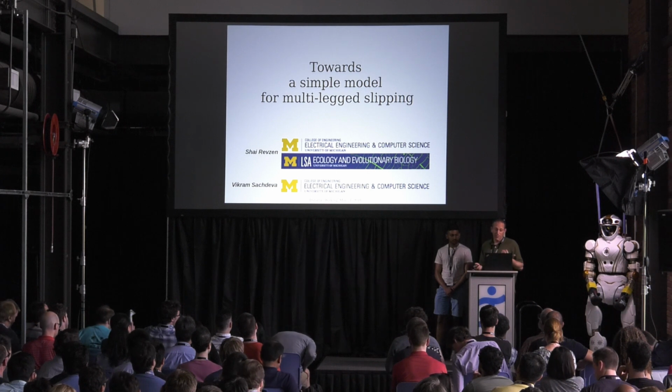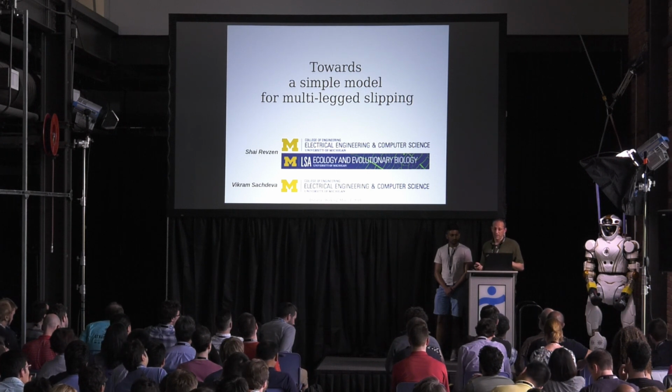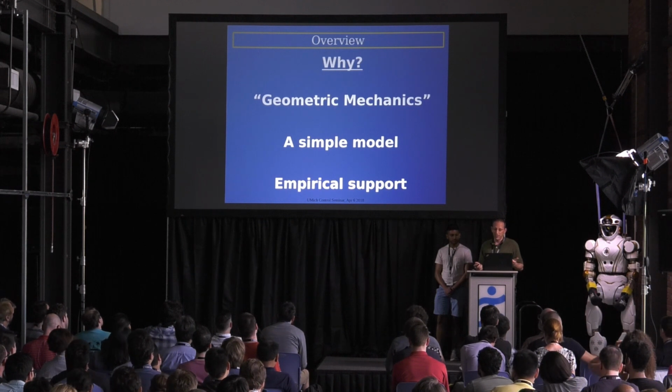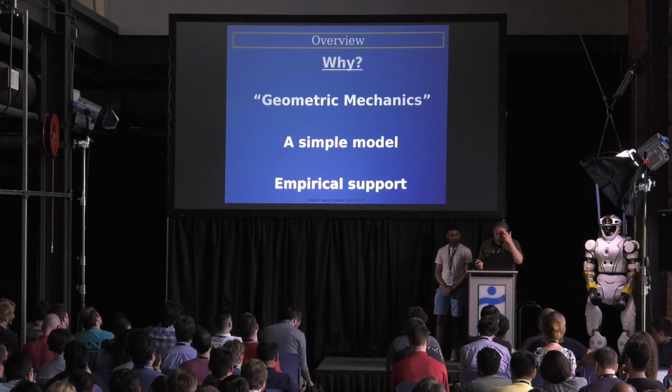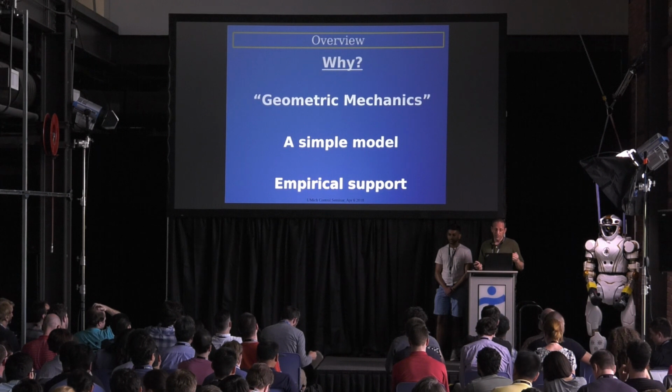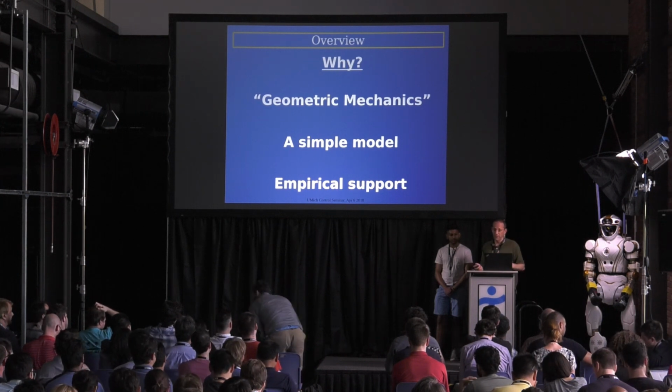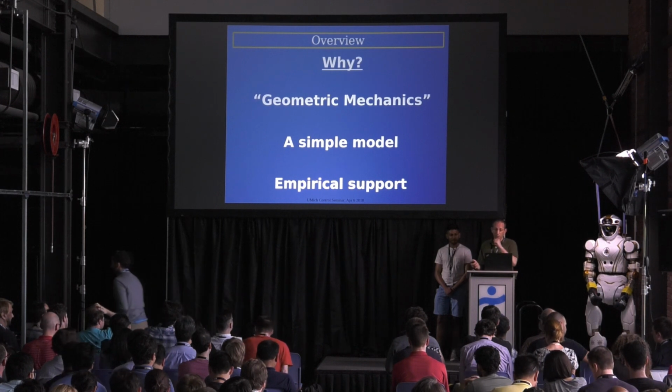So I'm going to talk about how we get a simple model for multi-legged slipping. And the first reason you might ask is, why should you care? And so here's why you should care. And this is going to rely on geometric mechanics, so I'm going to jump in but not explain much of that part.